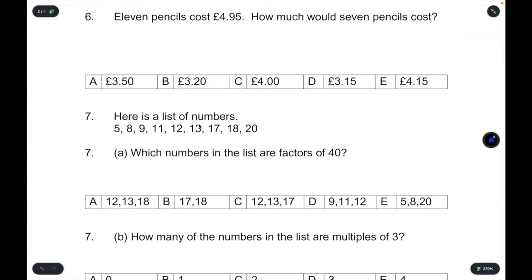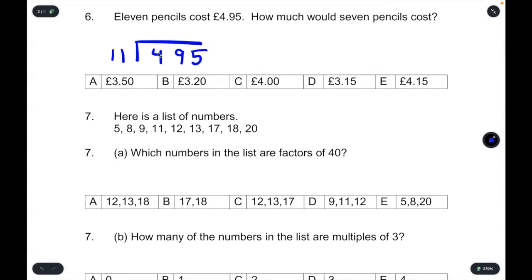6. 11 pencils cost £4.95. How much would 7 pencils cost? If 11 pencils cost £4.95, first let's work out the cost of one pencil. If the total is £4.95, we need to divide this by 11 to find the cost of one pencil. So £4.95 in pennies is 495 pennies. Let's divide that by 11.